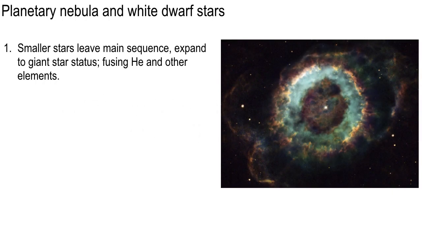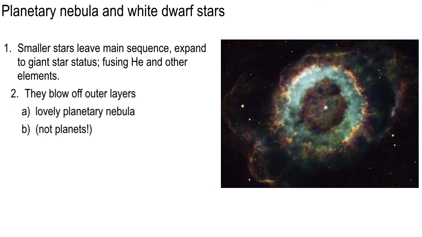Smaller stars will leave the main sequence and expand to giant star status, because they're fusing helium now, and that changes the dynamics. It's hotter at the core, so it could push the outer envelope of the star to a higher altitude, therefore cooling it, making it big and red. So you get these red giant stars.